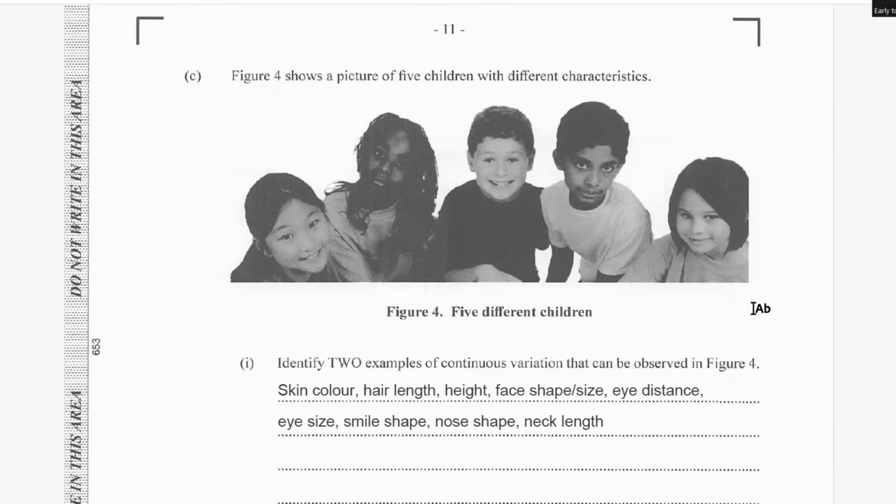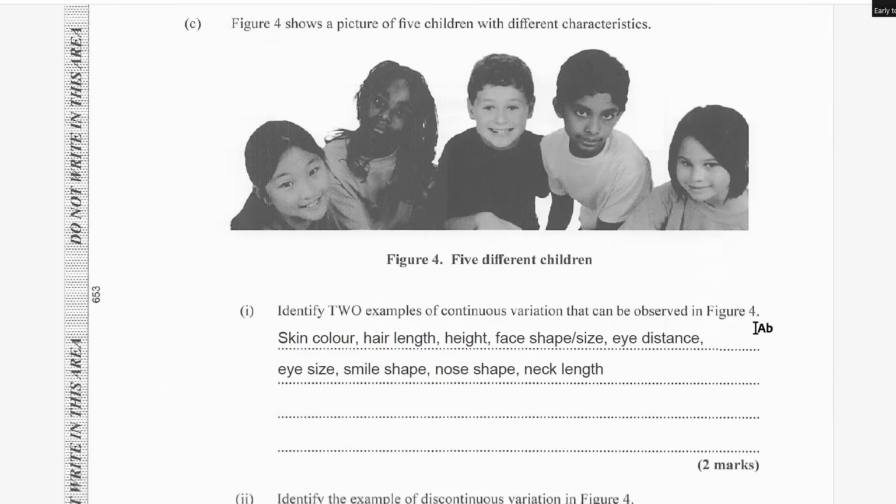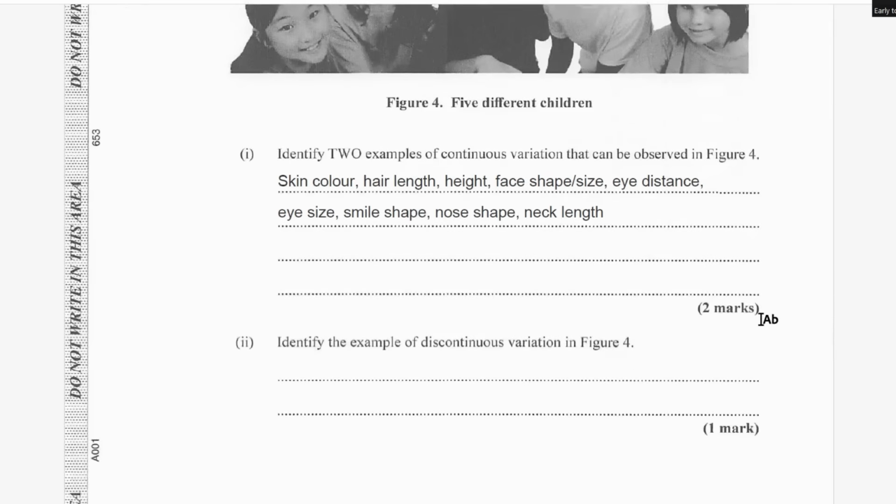We have height. Not too sure if all of them are standing straight up, but you could tell that some of them are crouched over. Eye distance, eye size, smile shape, nose shape, neck length. Those are just some of them. There can be more. The more you look at the picture, the more you will be able to see. But they only asked for 2. We were just having fun with the question.